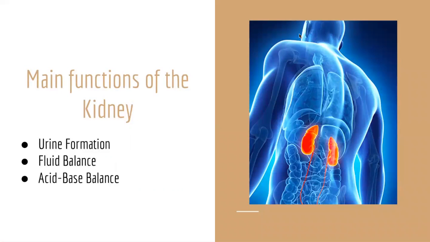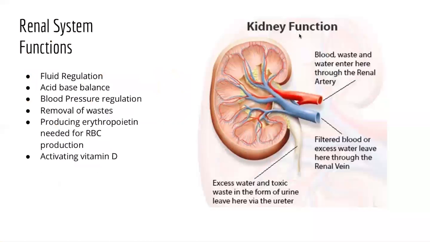What are the main functions of the kidneys? There are several functions. The kidneys form urine. It maintains your fluid balance as well as your acid and base balance. The whole renal system, though, is going to be important in fluid regulation, acid-base balance, blood pressure regulation, removal of waste, producing erythropoietin needed for red blood cell production, as well as activating vitamin D.